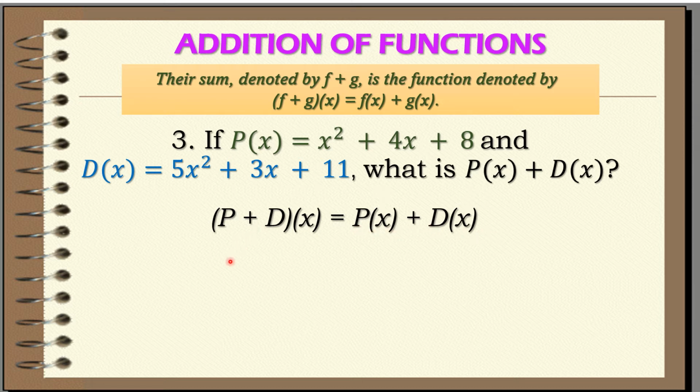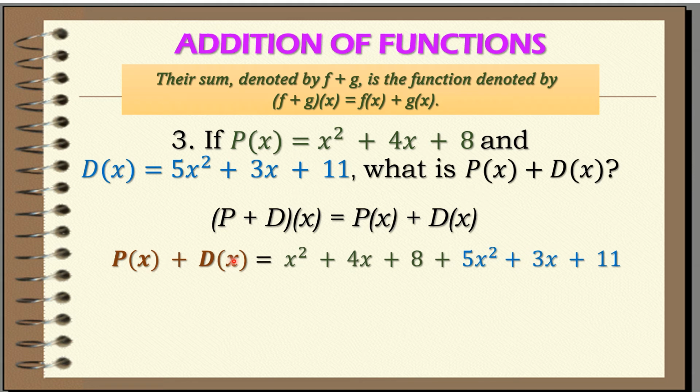Then we write here below, on the left side of the equation, then equals the value of p of x, the function, which is x squared plus 4x plus 8, then plus the function d of x, we have here 5x squared plus 3x plus 11. So next thing to do is to combine the like terms. We have x squared plus 5x squared, that is 6x squared, then 4x plus 3x, that is 7x, then 8 plus 11, that is 19. And therefore, the sum of the given functions above is equal to 6x squared plus 7x plus 19.